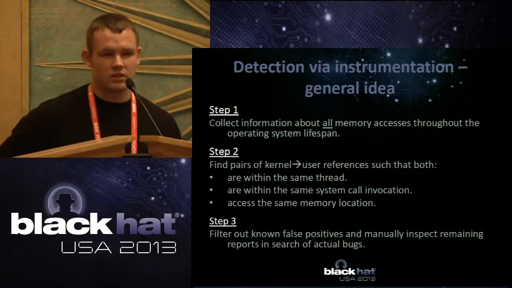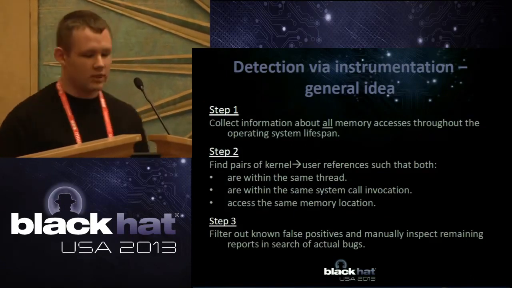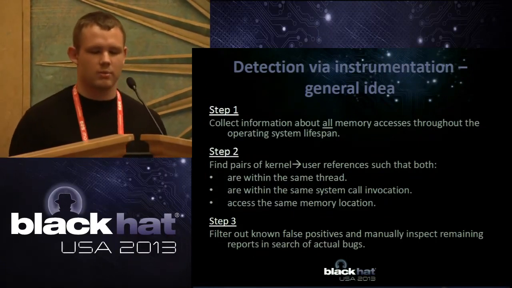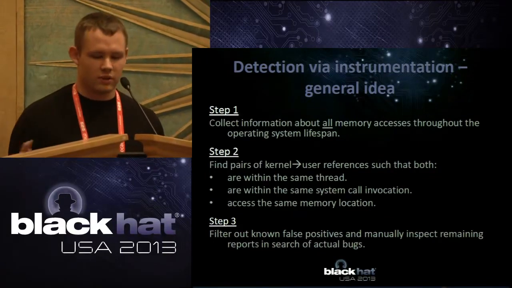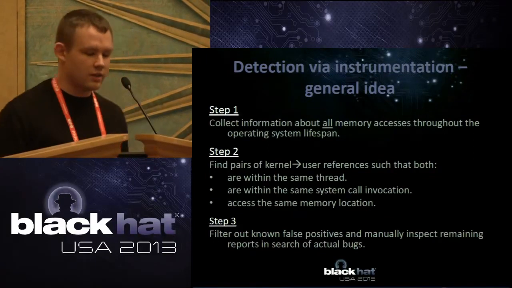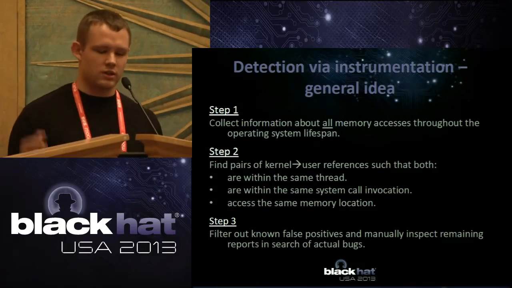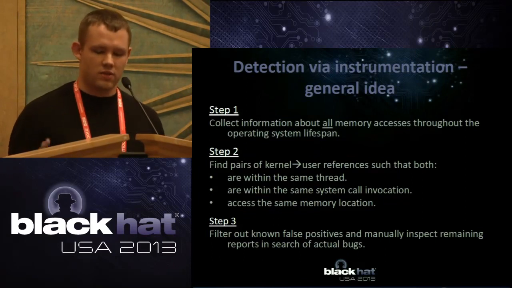When it comes to detection via instrumentation, the general idea is as follows. There are three major steps that we perform. The first one is to collect all information about the memory accesses that take place throughout the whole lifespan of an operating system. And after we have that information, we find all pairs of memory fetches that take place in kernel mode and read from user mode memory, such that they meet three conditions.